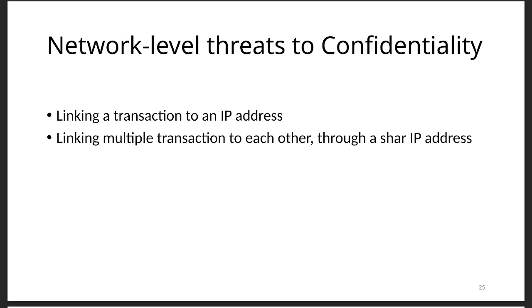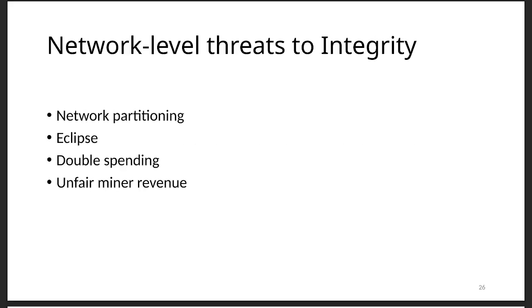We have already discussed some network-level threats to confidentiality, like linking a transaction to an IP address and linking multiple transactions to each other through a shared IP address. Here are some network-level threats to integrity. Network partitioning occurs when the network splits into 2 or more parts.